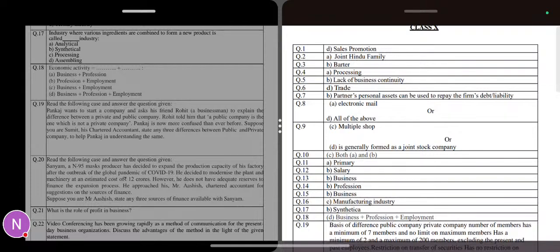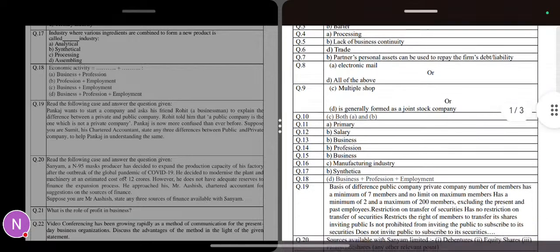In 19th question, they asked, read the following case and answer the question given. So Pankaj wants to start a company and asks his friend Rohit to explain the difference between a private and public company. Rohit told him that a public company is the one which is not a private company. Pankaj is now more confused than ever before. Suppose you are Sumit, his chartered accountant. State any three differences between public and private company to help Pankaj in understanding the same.